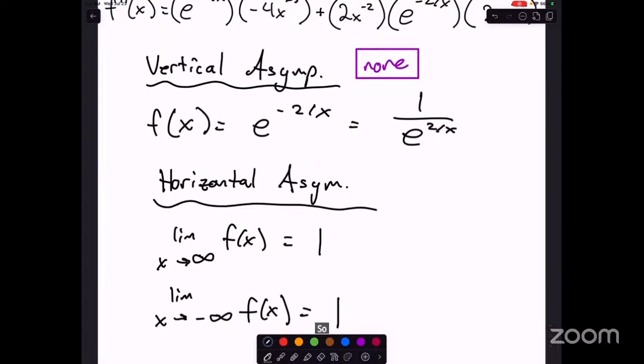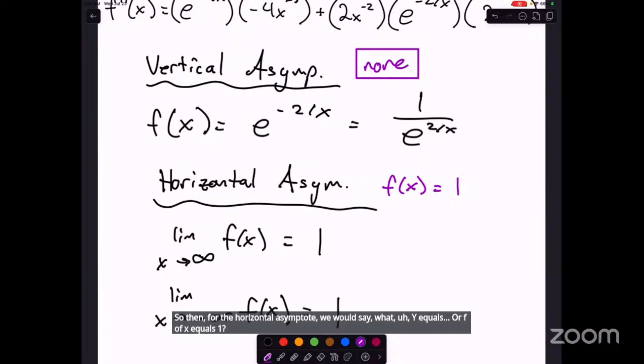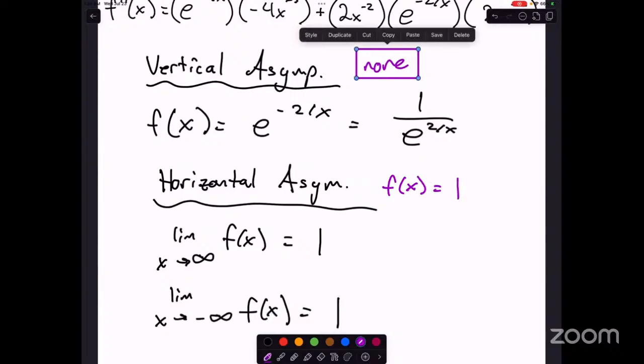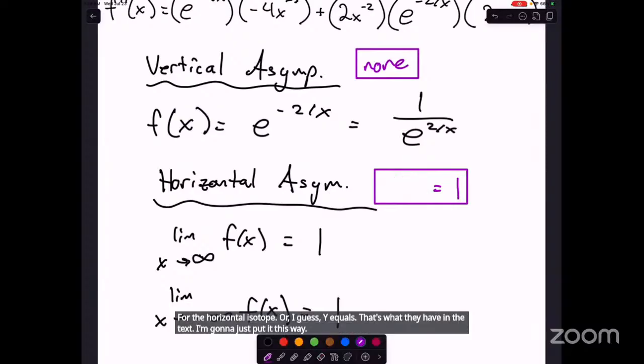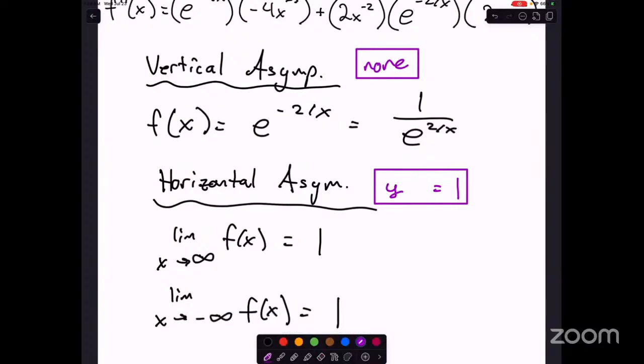So then for the horizontal asymptote, we would say what? y equals, or f of x equals 1. For the horizontal asymptote, or I guess y equals, because that's what they have in the text. I'm going to just put it as y. Okay. Find the intervals of increasing, decreasing.